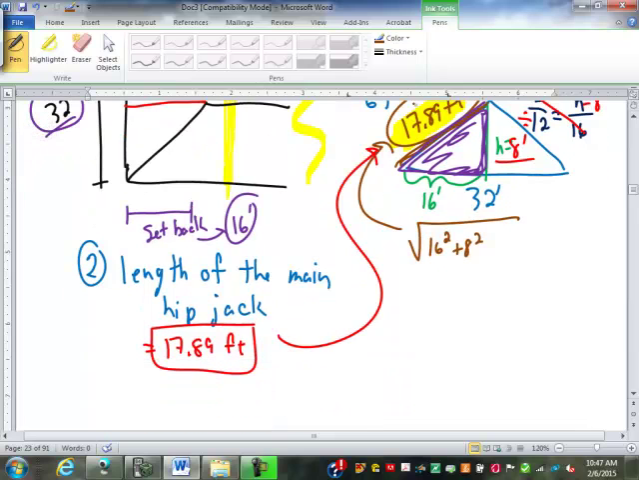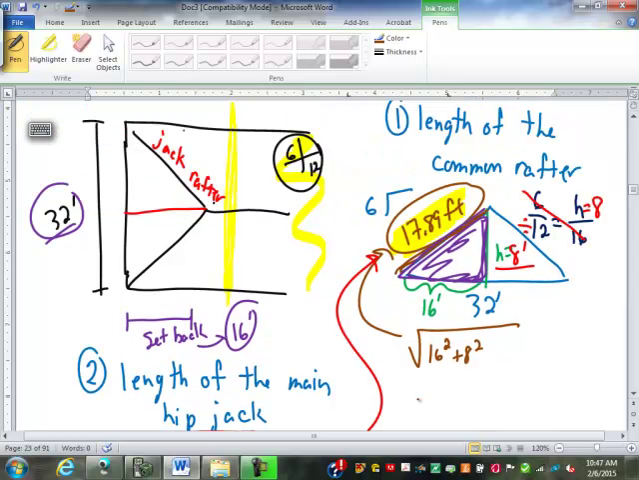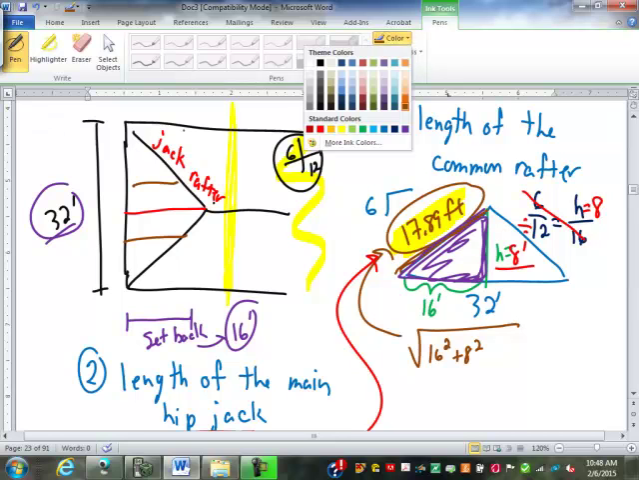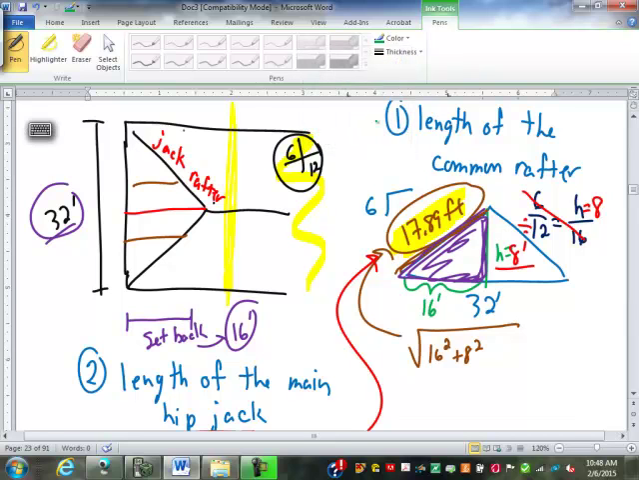So once we have the length of the main jack, the next step is to find the length of the second jack, or the length of the next longest jack. That main jack should be the longest jack. So the next longest jack will be the one next to it on either side. Now, its length is going to depend on the slope of the roof, which we've already accounted for, and the spacing. For our purposes, to make it really easy on us, we're going to go 2 feet on center spacing here.